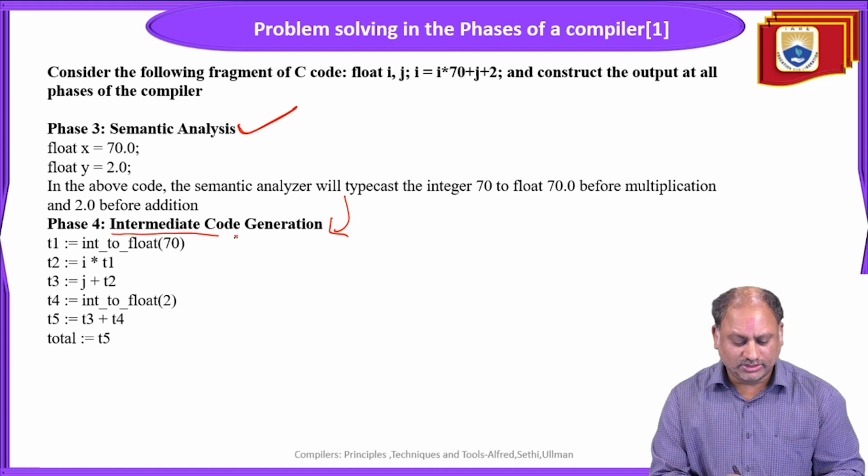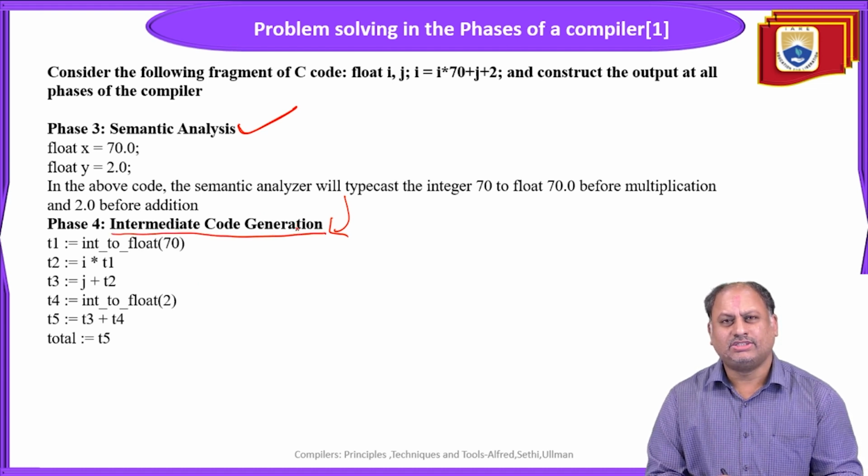What is the next phase? Intermediate code generation. In this phase of the compilation process, the output generated is in three-address code notation. That means here we are going to use temporaries.